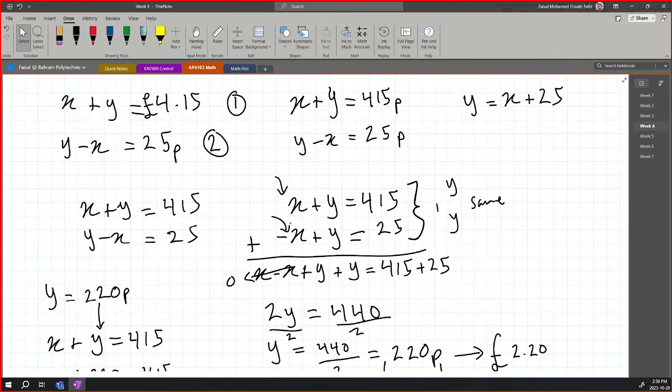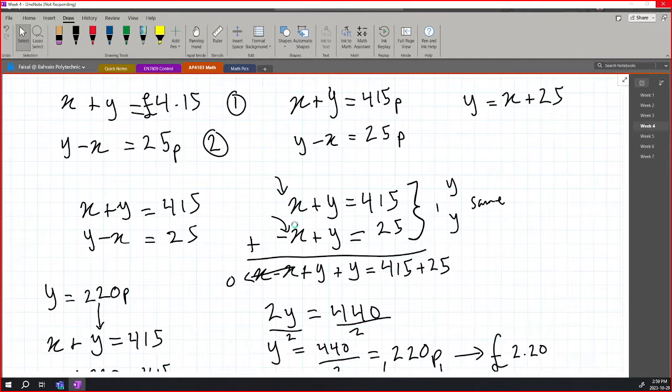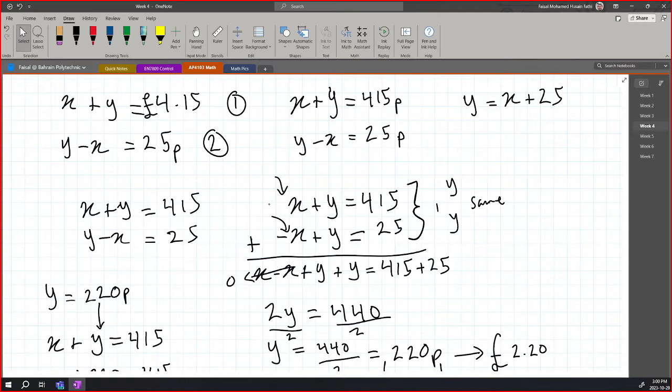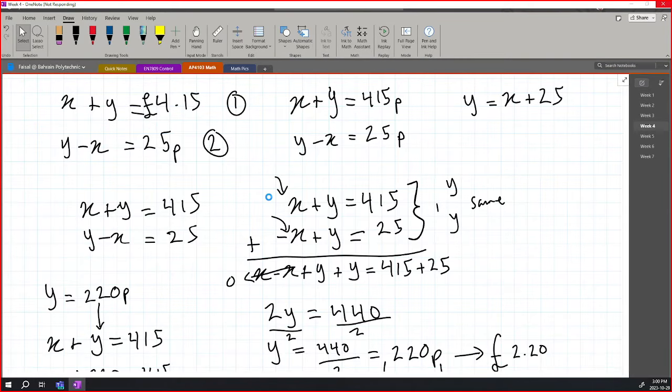Okay, substitute x or y, you can choose, but substitute one value in both of the equations and make sure both your x's and both your y's are equal to the same number. If they are not equal, it means you might have a calculation mistake somewhere.